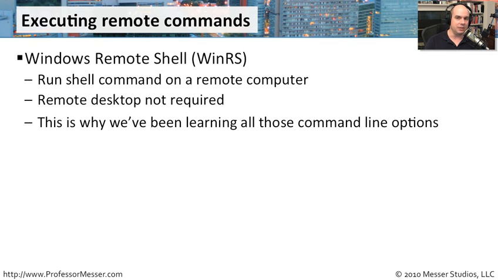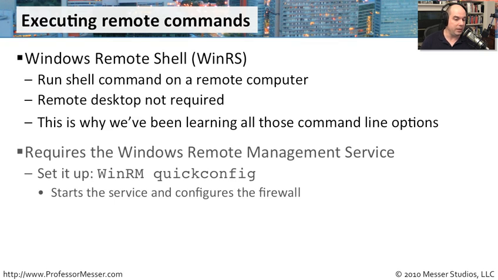Now, this is the reason we've been going through the process of learning not just the graphical front end, but also all those command line functions as well, because we could load up some really nice scripts and tell WinRS, go out to that computer, run those scripts remotely. We might also want to run some PowerShell scripts as well. And to do that, we're going to need to enable some services on these machines called the Windows Remote Management Service. To set it up, we run a command called winrm quick config.